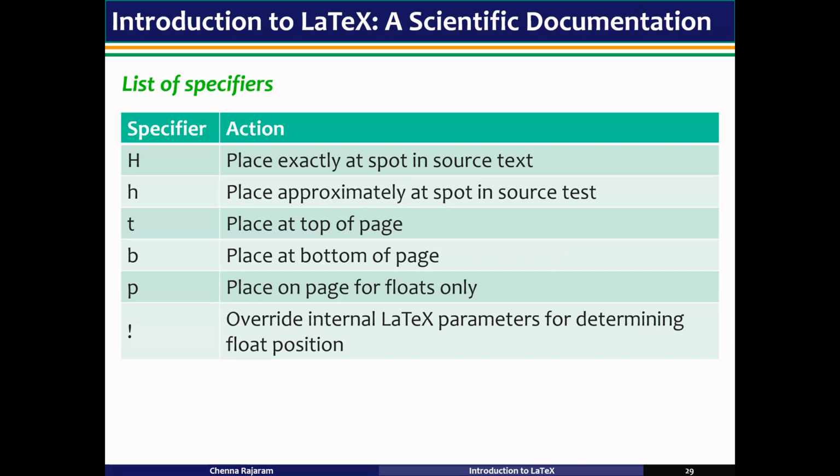And these are the various specifiers for the figures. Capital H gives the place exactly at the spot of the source text, and small h provides the place approximately at the spot in the source text. Small t is the place at the top of the page. Small b provides the figure at the bottom of the page. Small p provides the place on a page for floats only. And the exclamation mark overrides the internal LaTeX parameters for determining the float position.